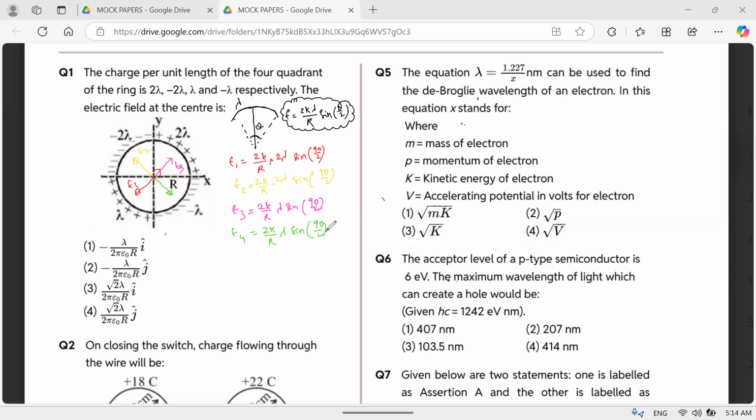Now see, if you see it, the angle between these two will be equal to how much? 90. So you will get one electric field in this direction, that is nothing but E resultant. The resultant of E1 and E2 is right now along the negative x-axis. Clear?